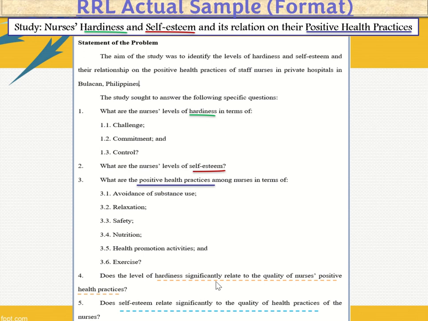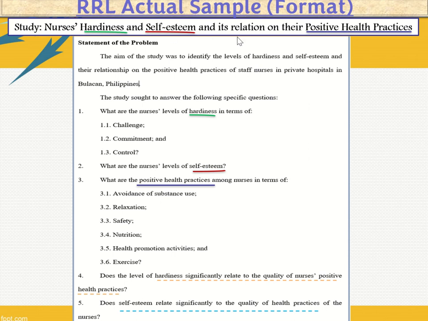And then fourth is the relationship between hardiness and positive health practices. And then the fifth one is the self-esteem and relationships of positive health practices. So you can see here the congruence between SOP and the title. Okay? So knowing now this one, the title and the SOP, we can arrive in our major themes for our RRL.